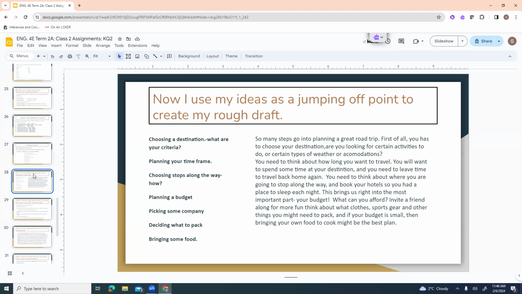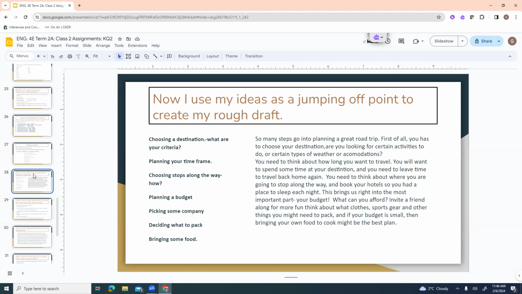So here's my example. Here's my opening. So many steps go into planning a great road trip. First of all, you have to choose your destination. Are you looking for certain activities to do or certain types of weather or accommodations? You need to think about how long you want to travel. You'll want to spend some time at your destination, and you need to leave time to travel back home again. You need to think about where you are going to stop along the way and book your hotel so you have a place to sleep each night.